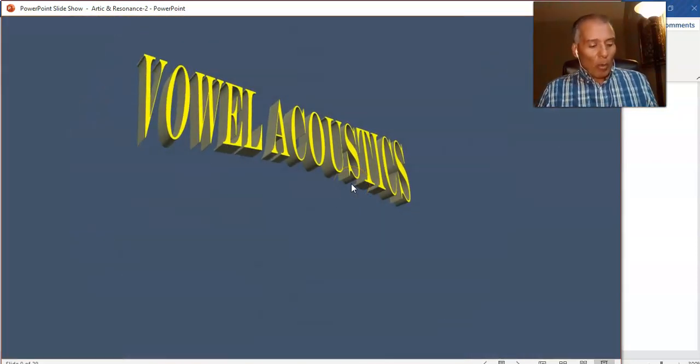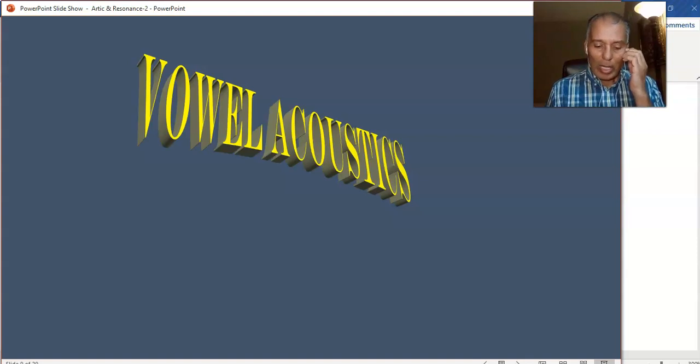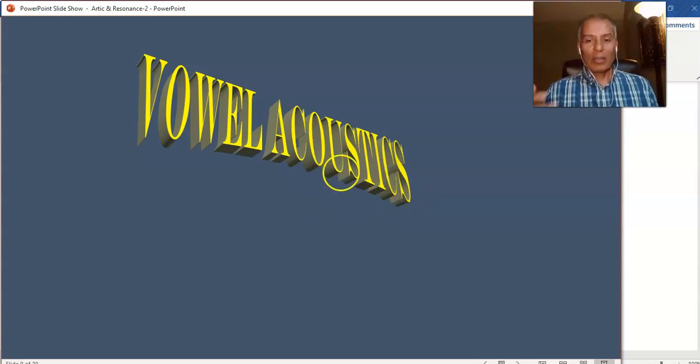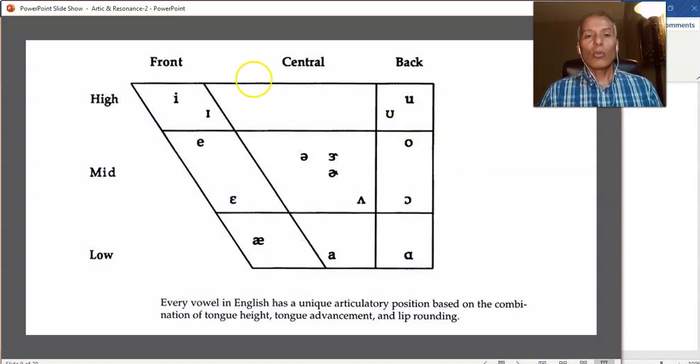Okay, we come to the fun part. If you have not had phonetics already, this will be kind of an easygoing introduction. If you have had phonetics, we can't get away without it. So now we move on to the acoustics of the English vowels. And in English, we have 13 vowels.